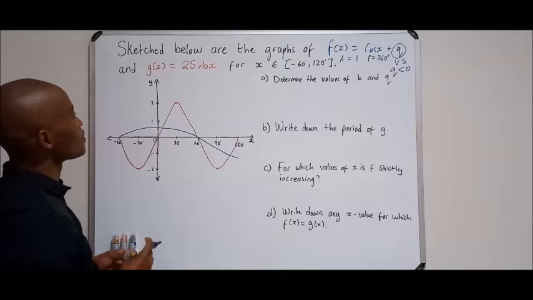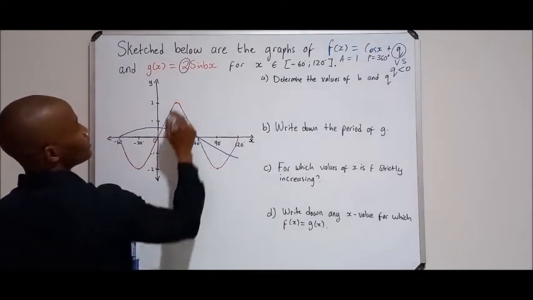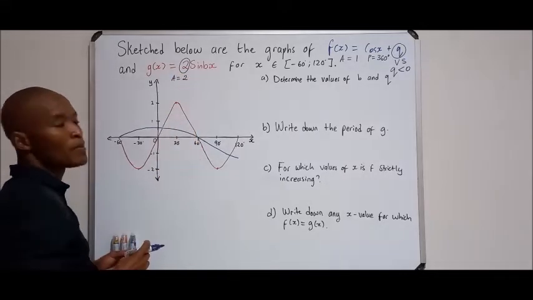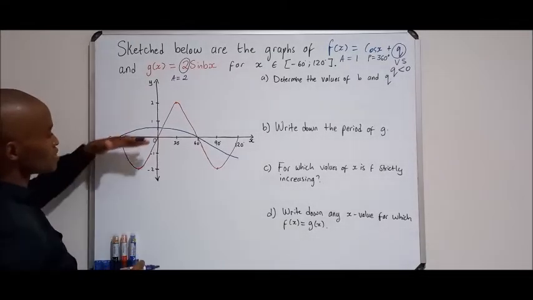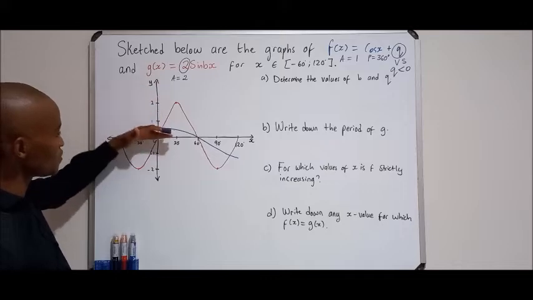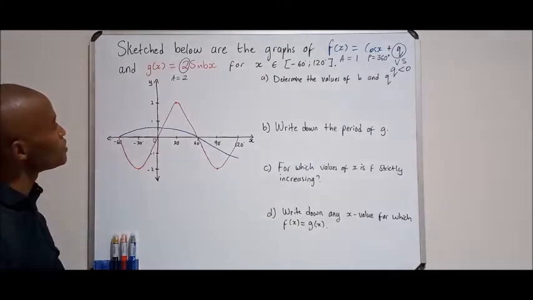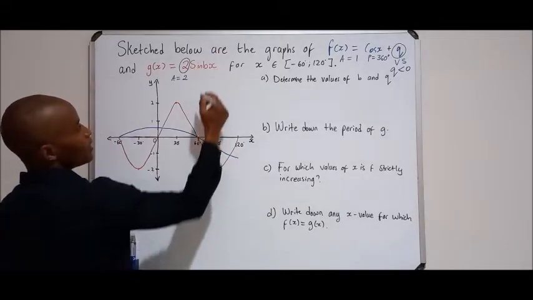g of x is equal to what? Coefficient of sine is 2, so that gives us our amplitude. The amplitude of this graph is 2, and clearly we can see from the equilibrium position, okay, the maximum is 2 and the minimum is -2. Okay, so that is the amplitude, and we can see that we're dealing with sine.